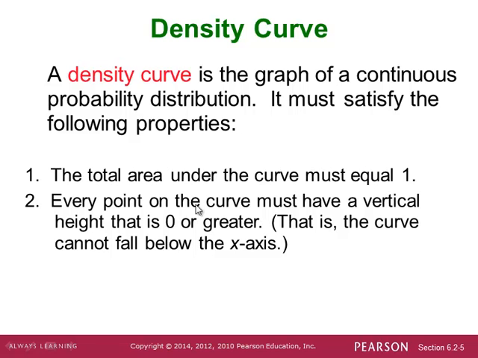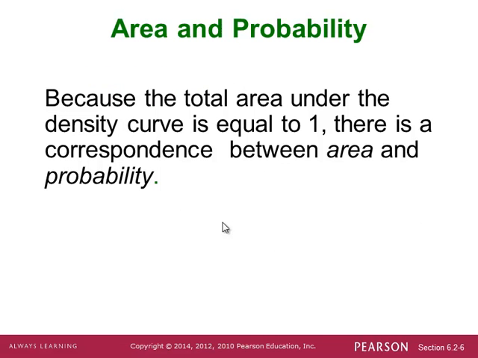Every point on the probability density curve must have a vertical height that is either 0 or greater. Doesn't make sense for it to dip into negative territory. There is a correspondence between area and probability for density curves.